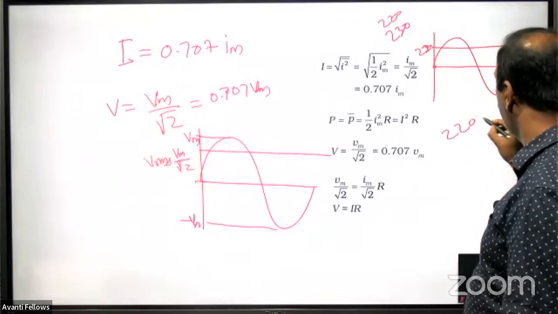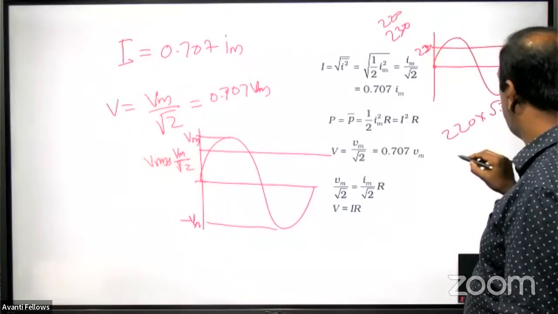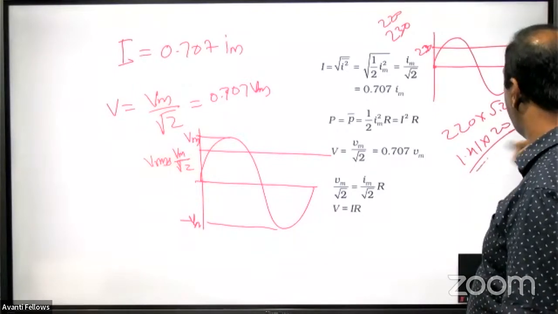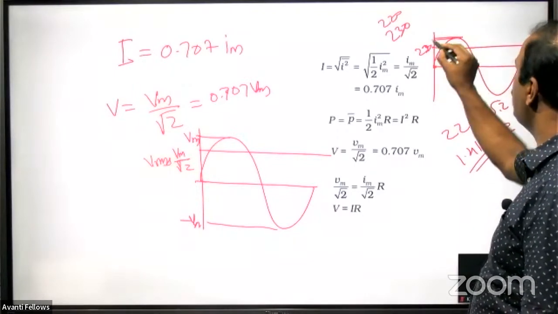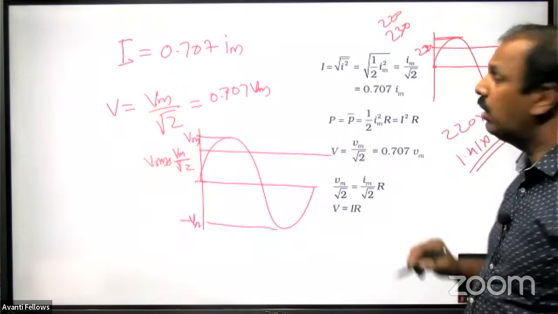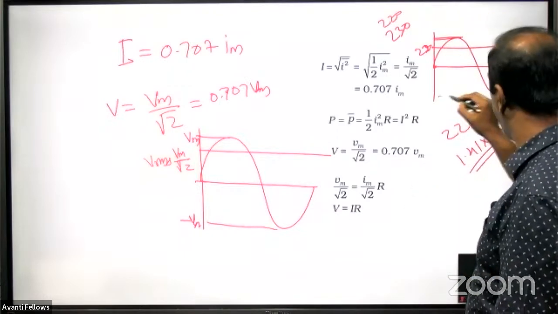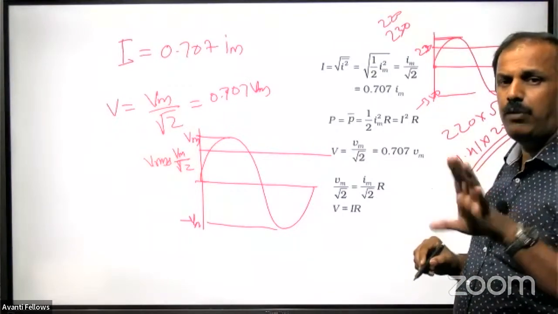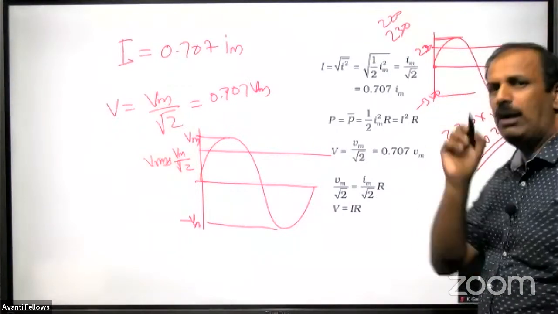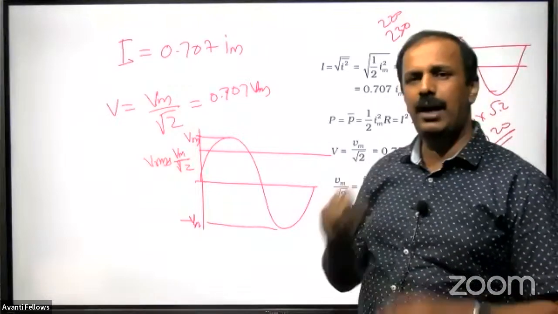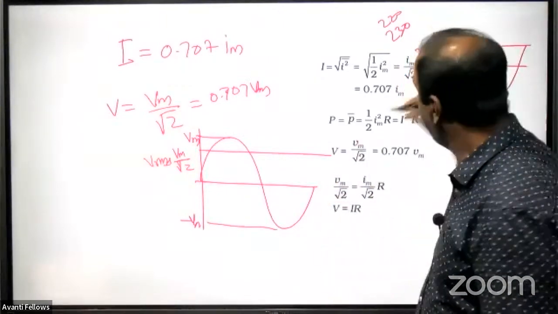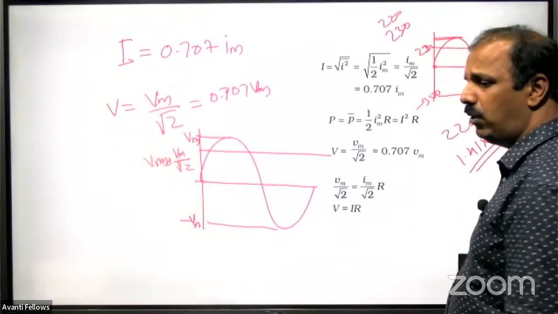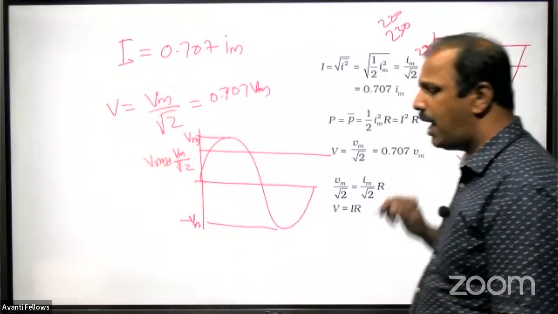220 into root 2, that is 1.41 into 220. It is coming to nearly 310 volt. So our voltage will be 310 volt, going up and coming back to minus 310. So don't get confused in this one. Any voltage which is mentioned will be our RMS voltage only. But it varies from a higher voltage to a lower voltage. It goes up and down like this. Okay, so that's about our RMS voltage.